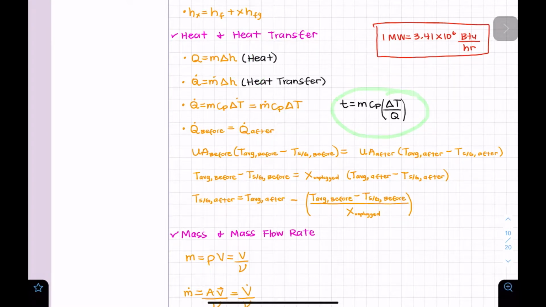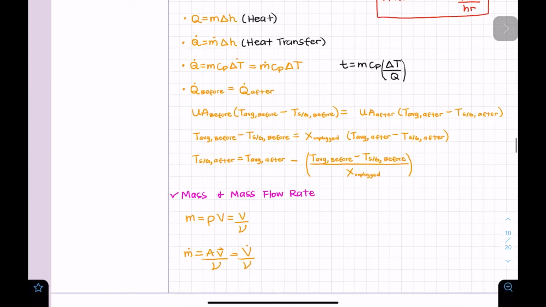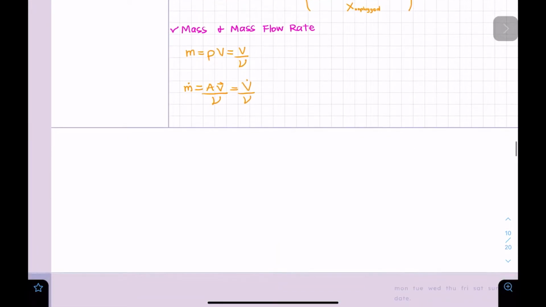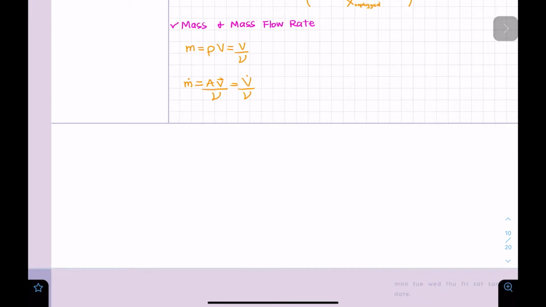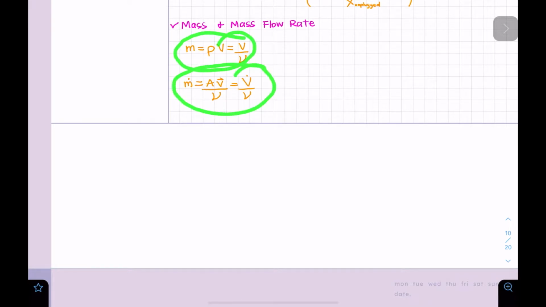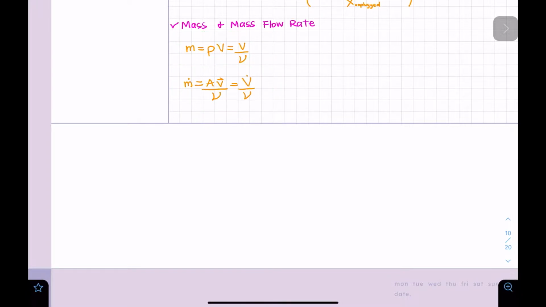So we already know heat, heat transfer. We're going to be able to calculate the time, so we just need to work with this formula to get the time parameter from here, because in some instances they're going to ask us how long it takes the pool to reach a certain temperature. So then we can actually use this formula. We will be asked about mass and mass flow rate. So these are the formulas for mass and mass flow rate that we will need.